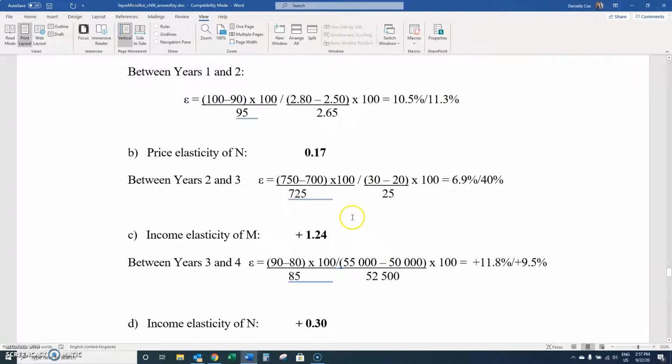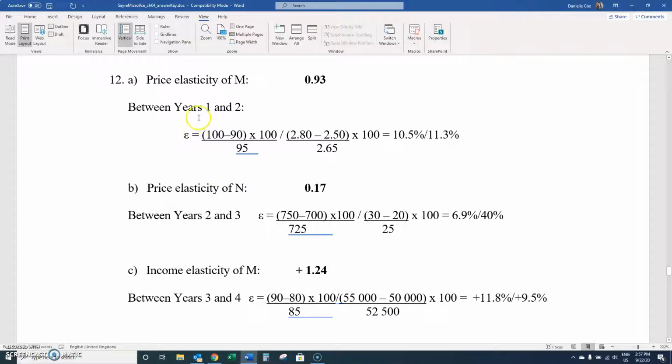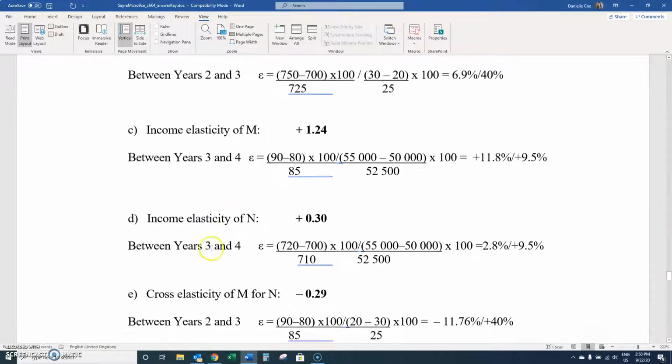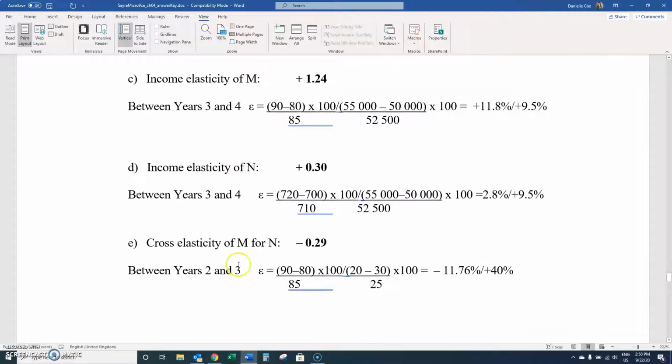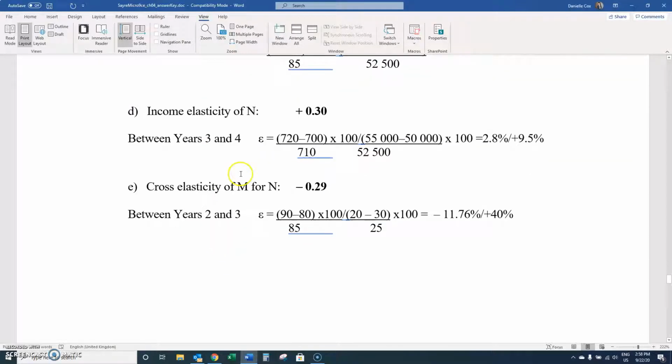But I figured people might have a question of, here to calculate the price elasticity of M, they're calculating between year 1 and 2. Then when they do the price elasticity of N, they're using year 2 and 3. Here for income elasticity, they're using years 3 and 4. I didn't want anyone to get stuck wondering why they picked a particular year.